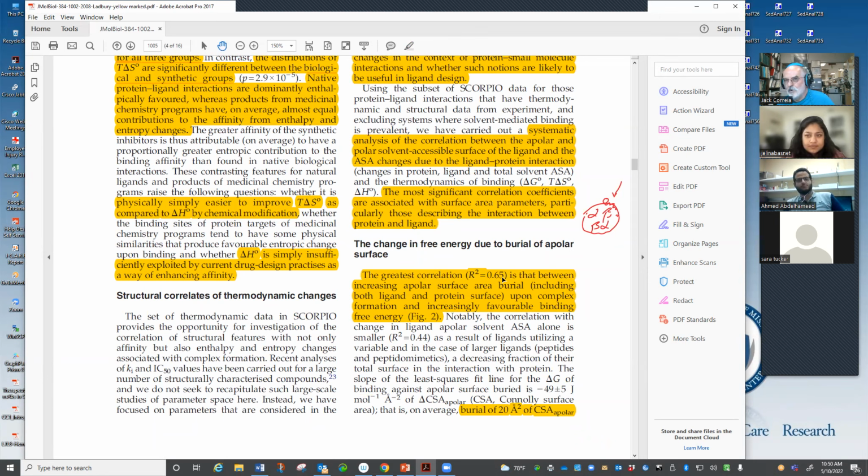Okay. It's a fairly broad fit. They have on that figure a 95% confidence interval, but basically it's 0.65. Okay. There's a trend. It's the best trend they have in the data.